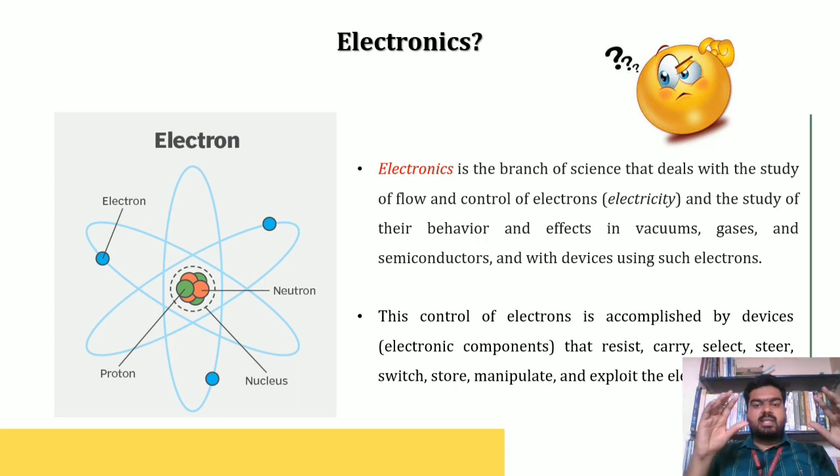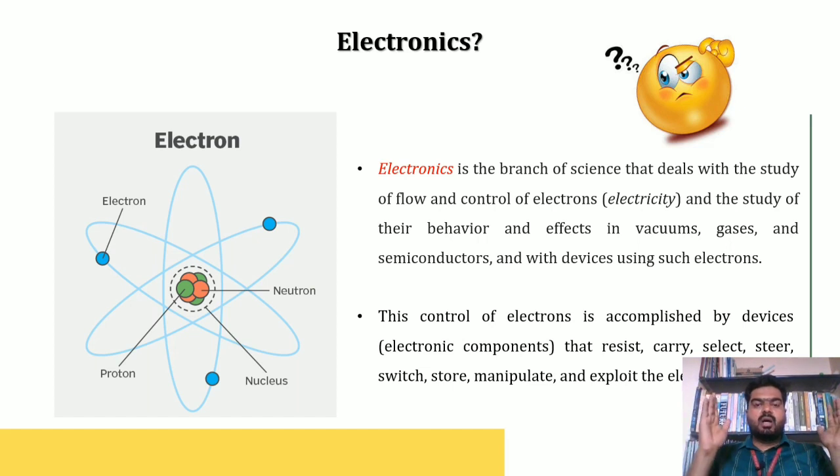In an atom, the electron rotates around the nucleus, and that rotating path is called an orbit. The electron movement from one atom to another creates electricity. That flow of electrons is called current, and that current is what we literally mean by electricity. So electronics is the branch of science that deals with the study of flow and control of electrons. This is the basic thing.